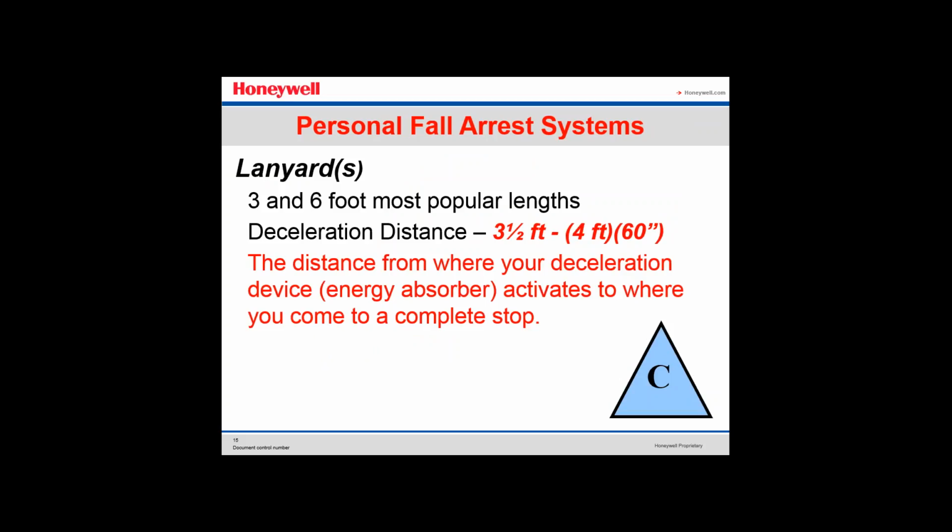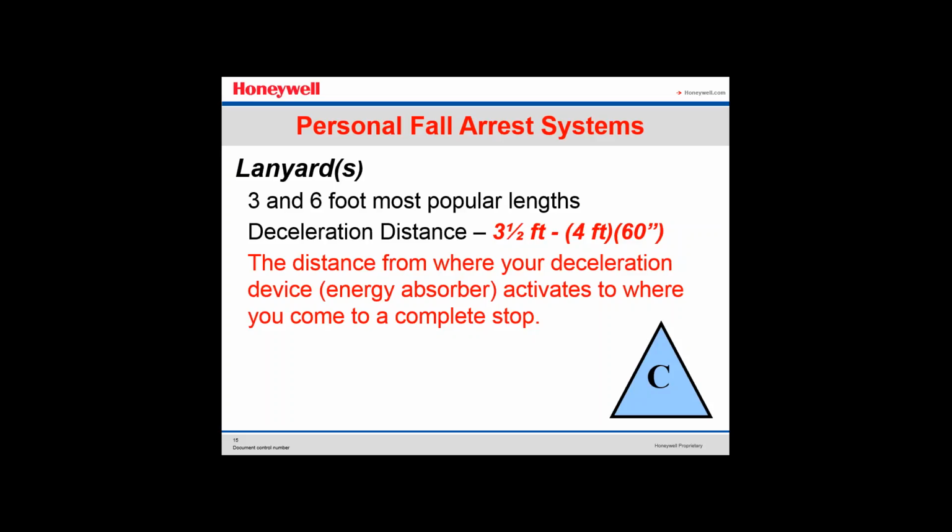Now, where do we go here with the lanyards and distances? I'm going to show you a chart in a couple minutes that shows the extension of your lanyards. So 3 foot and 6 foot energy absorbing lanyards seem to be the most popular lengths. Can I get lengths different than that? Absolutely. Work with your fall protection manufacturer. If you need something longer or shorter, that can be done. But usually the 3 and the 6 are the most popular off the shelf.